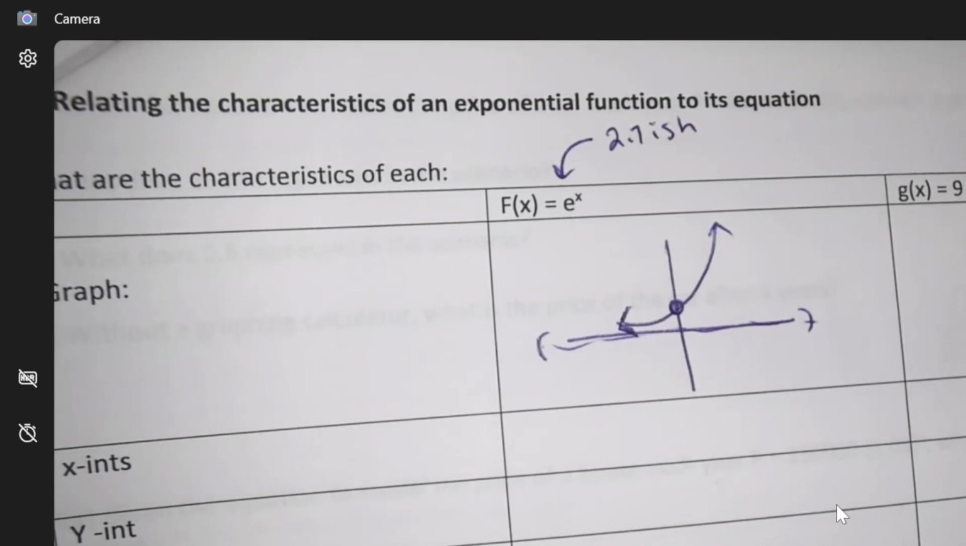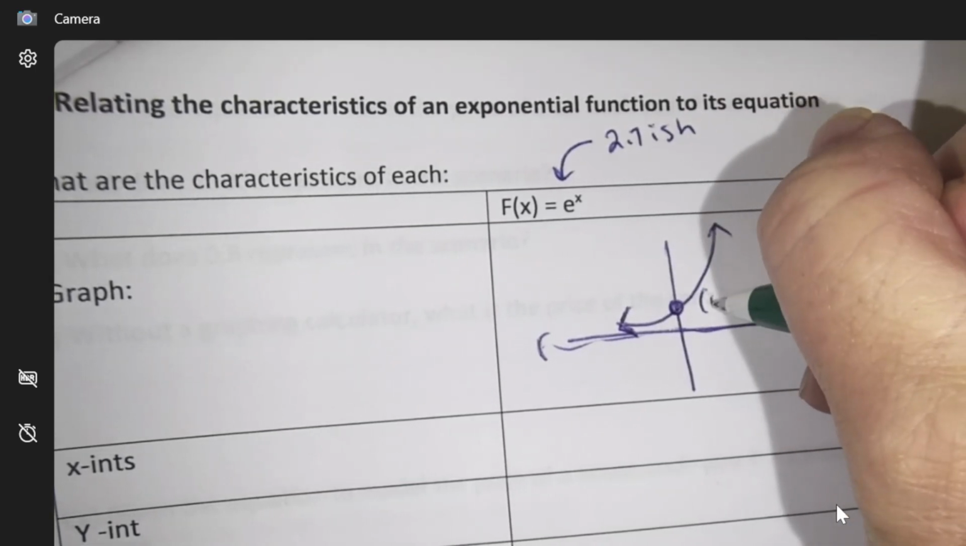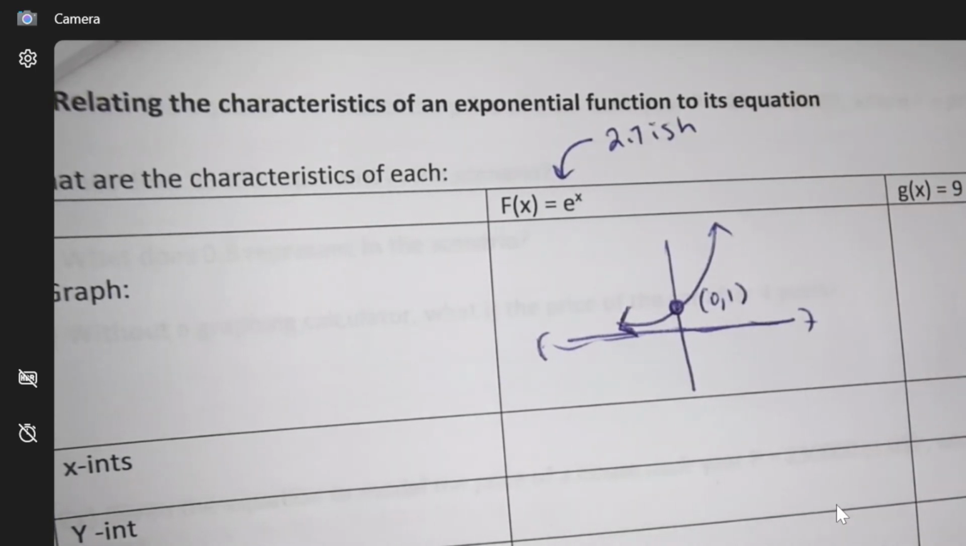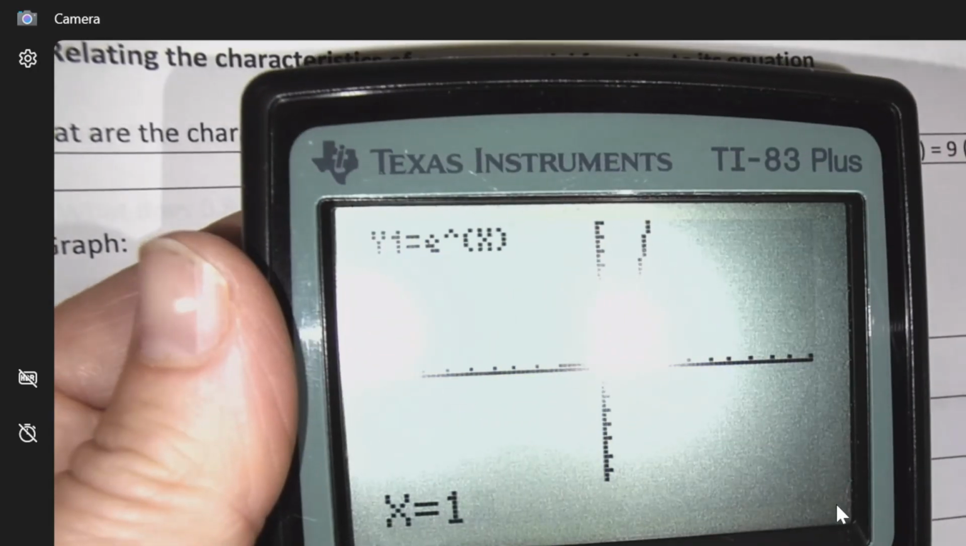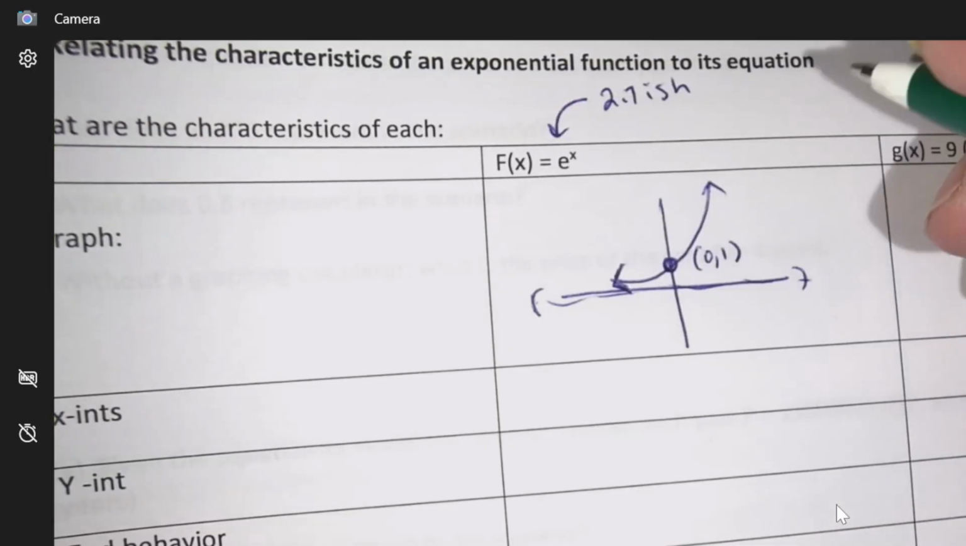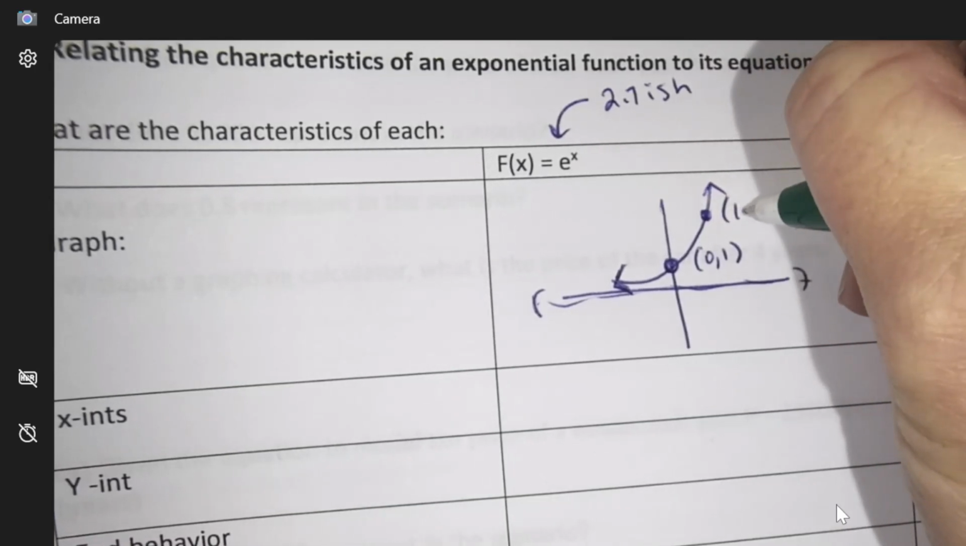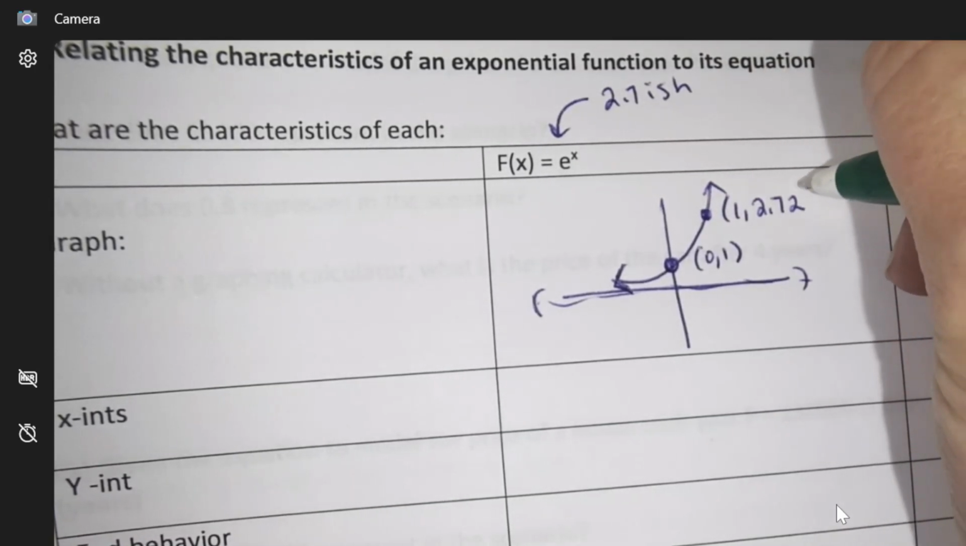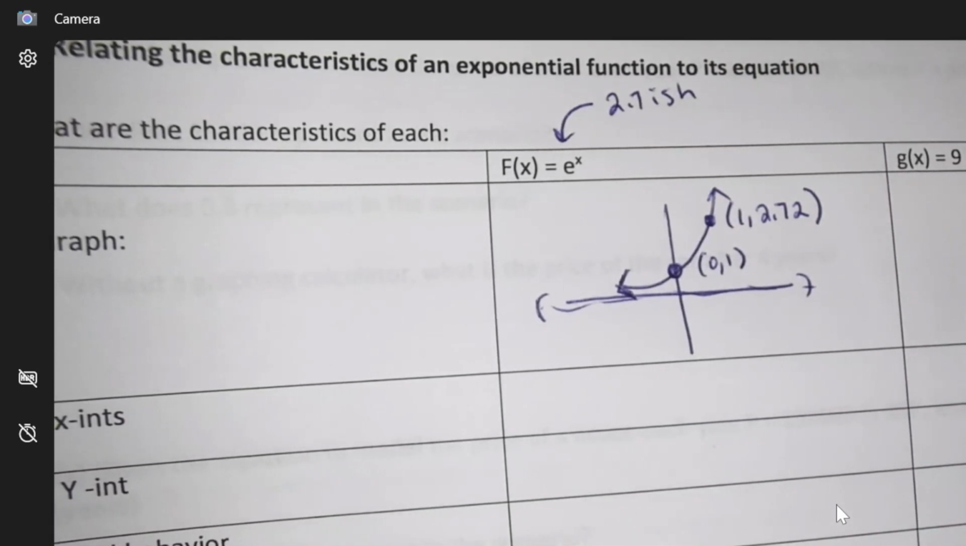What is the y-intercept? It's at 1 because there's no coefficient. So it just stayed there. Can you hit 1? And there we go, 2.7-ish. 1 comma 2.72.